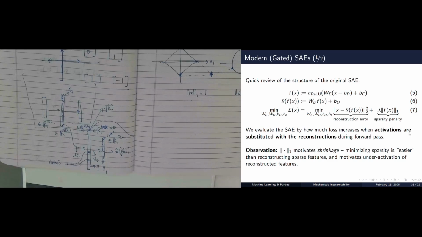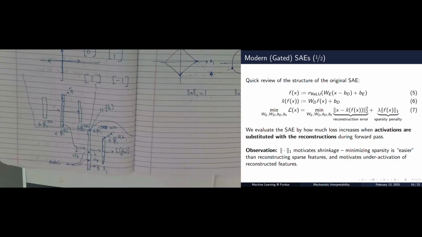This paper observed that the L1 norm motivates shrinkage, where it motivates under-activation of a particular reconstructed feature, because it is easier to toggle between off and on when a feature is only slightly activated during the training process. So it could be that a particular feature is incredibly relevant for a particular concept, but the training process creates this sort of min-max setup where more sparsity makes reconstruction worse, and that basically leaves it at a balance where it's not really the optimal solution.